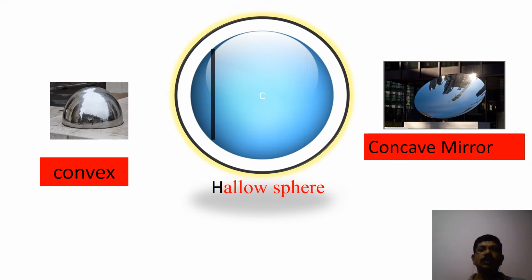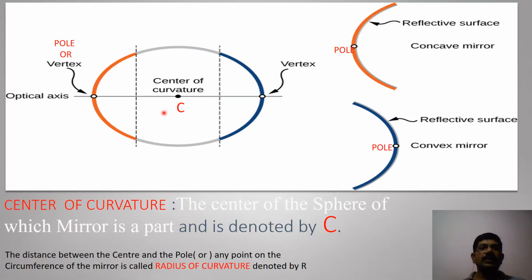You already studied what a mirror is. A mirror is any substance which reflects light when it falls on it. If the reflecting surface is a part of a sphere, it is known as a spherical mirror or curved surface. Now we will learn the various terms related to curved surfaces, curved mirrors or spherical mirrors.